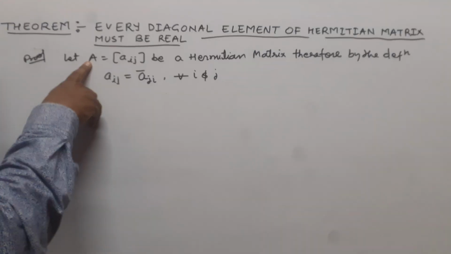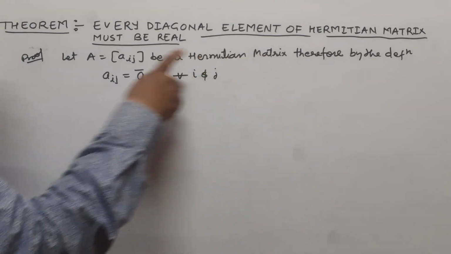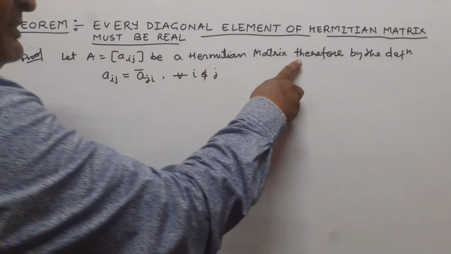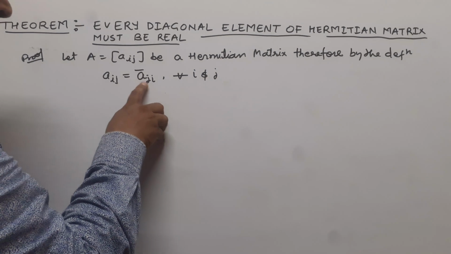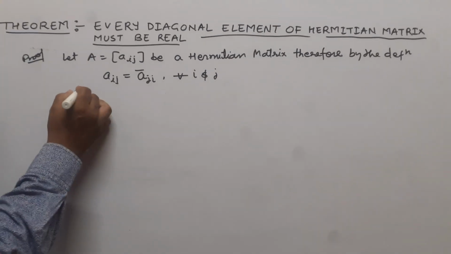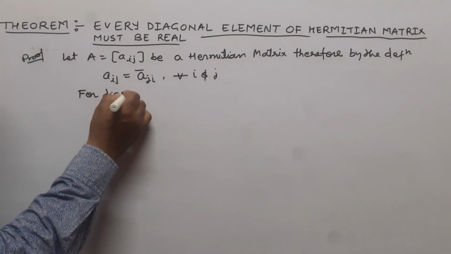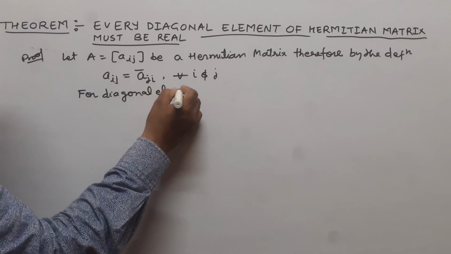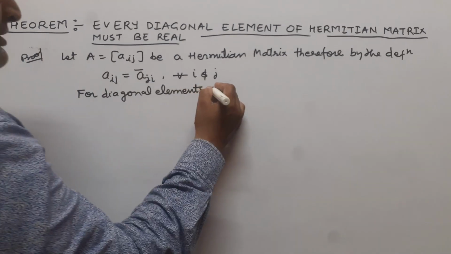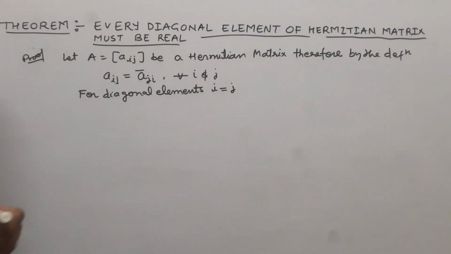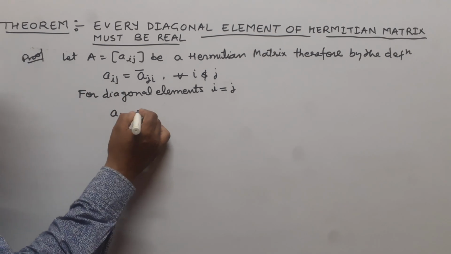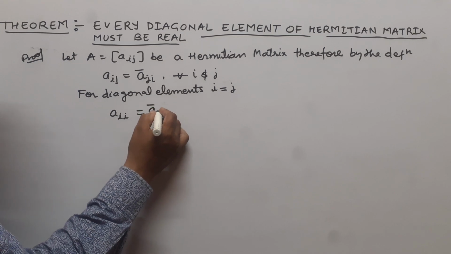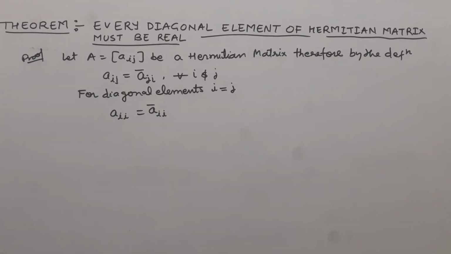Here we suppose A is the Hermitian matrix, and we know that for a Hermitian matrix Aij is equal to the conjugate of Aji. So for diagonal elements, these indices i and j are equal. So in place of j we replace i. So we get here Aii is equal to the conjugate of Aii.